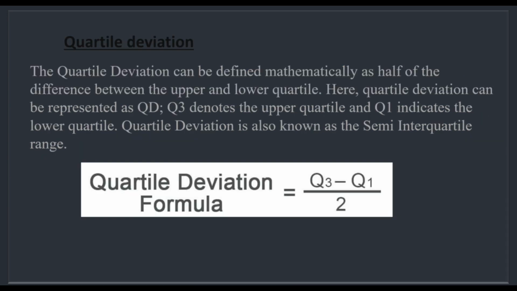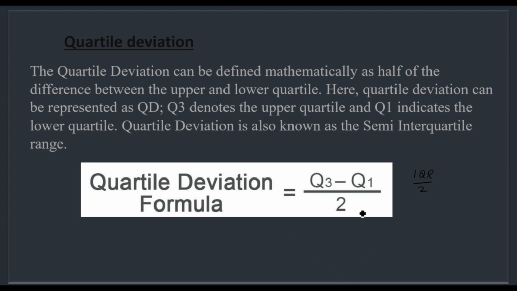Now the quartile deviation is also very easy. The interquartile range IQR divided by 2 is the quartile deviation formula: Q3 minus Q1 divided by 2. Q3 denotes the upper quartile and Q1 indicates the lower quartile. Quartile deviation is also known as the semi-interquartile range. After calculating the interquartile range, when we divide it by 2, we get the quartile deviation.